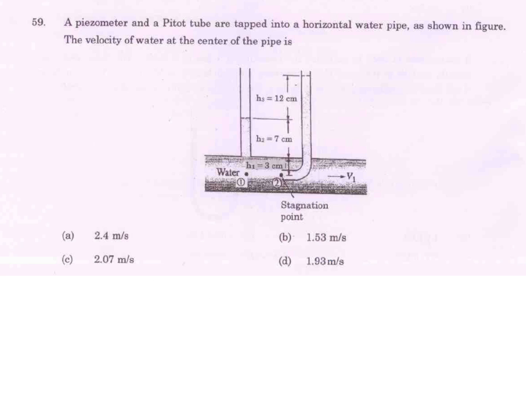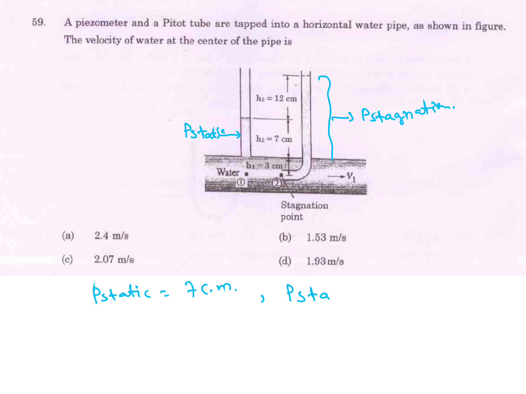A piezometer and a pitot tube are tapped into a horizontal water pipe as shown in the figure. The velocity of water at the center of pipe is how much? This is static pressure. Here we will get stagnation pressure. So velocity of water at the center of pipe. P static given 7 centimeter in terms of head of water. P stagnation given 19 centimeter.